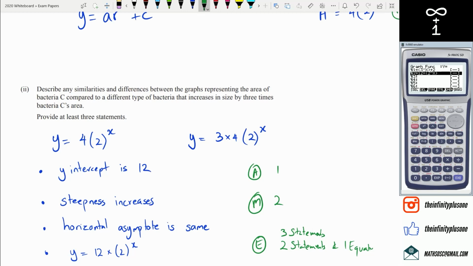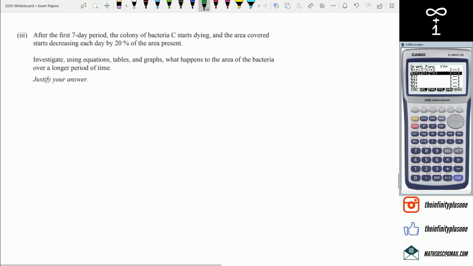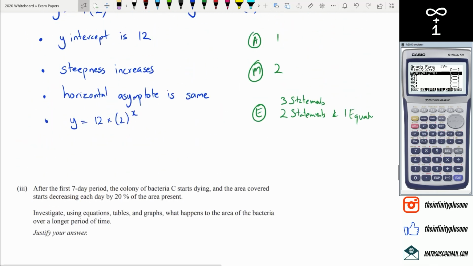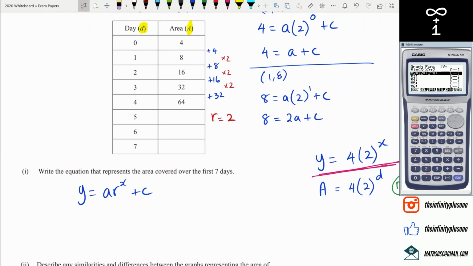Hey, that's tables, equations, and graphs for you. All right, so let's go to the next question. What's happening with the next question is after the 7-day period, it is dying and the area covered is decreasing by 20%. So we are going back to our original table, and I think we only have it up to 6 days.